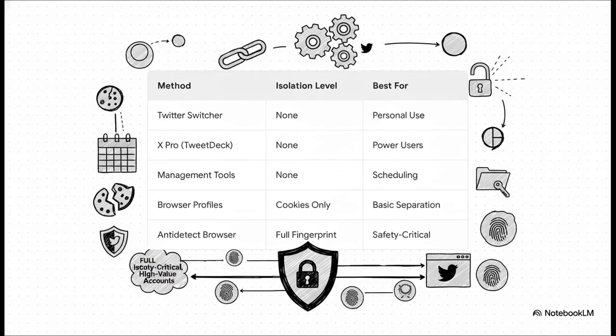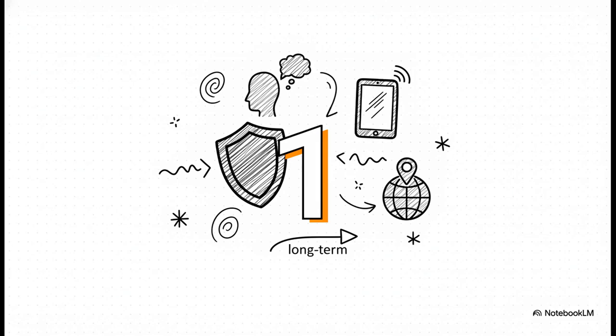So let's just put it all together. The simple, built-in tools, they give you zero isolation. Professional scheduling tools are great for teams, but they still offer no fingerprint isolation at all. And that's why the only method that provides full isolation for your important, high-value accounts is that anti-detect browser workflow. Look, if you remember only one single thing from all of this, make it this. Your goal is to make each and every account appear as if it's being managed by one unique person, on one unique device, in one unique location. That right there is the secret to safe, long-term, multi-account management.